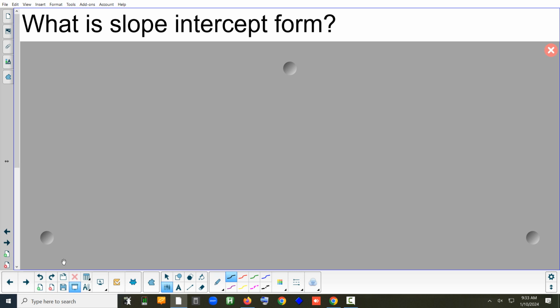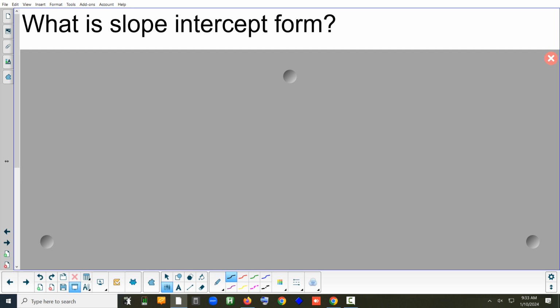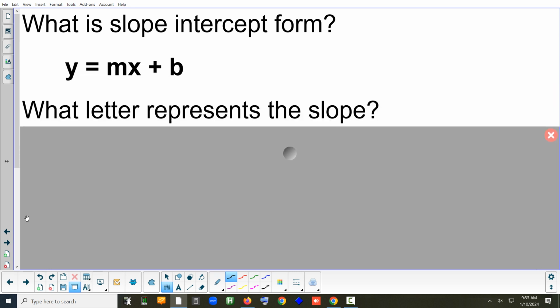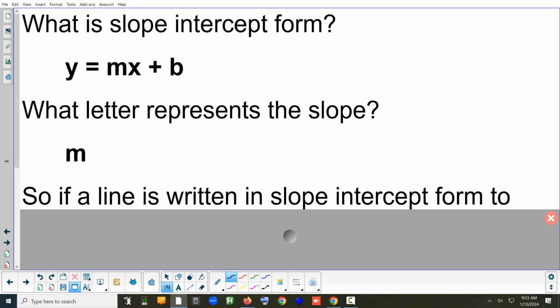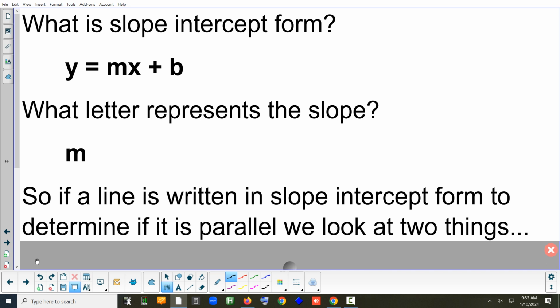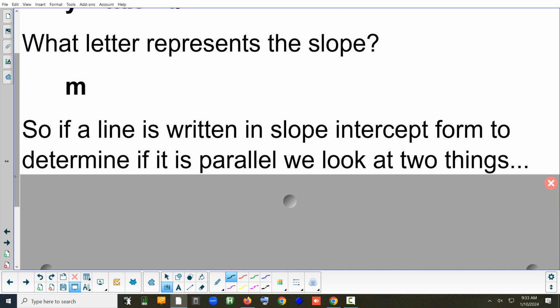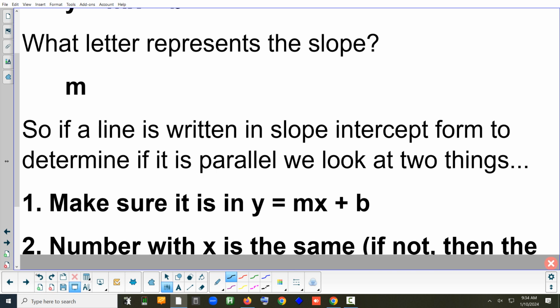Somebody remind me, what did we do on Monday? What's slope-intercept form? y equals mx plus b. And which letter represents the slope? M. So m is the slope. And what's the b? b is the y-intercept. So remember, when we have a line with an equation in slope-intercept form, in order for two lines to be parallel, they have to have the same slope, and they have to have different y-intercepts.